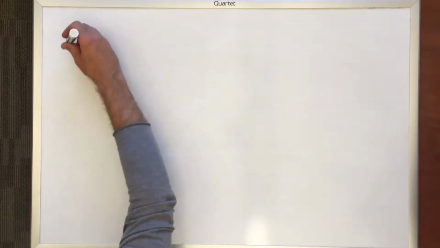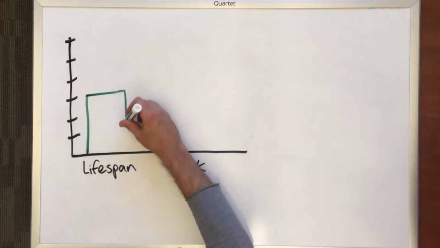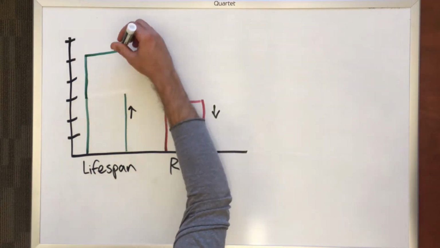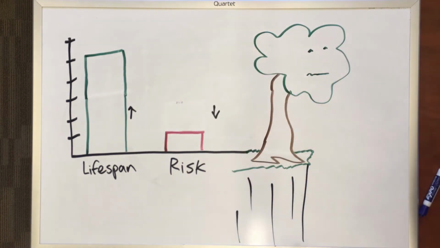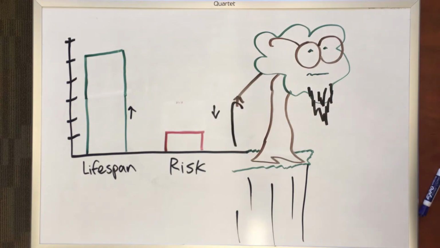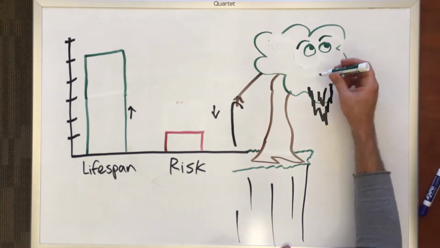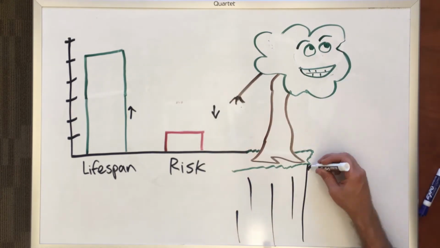When properly installed, tree support can increase the lifespan and decrease the risk of failure for a compromised tree, which are both good things. However, it must be kept in mind that support does not eliminate hazards altogether. It just reduces risk to a tolerable level.